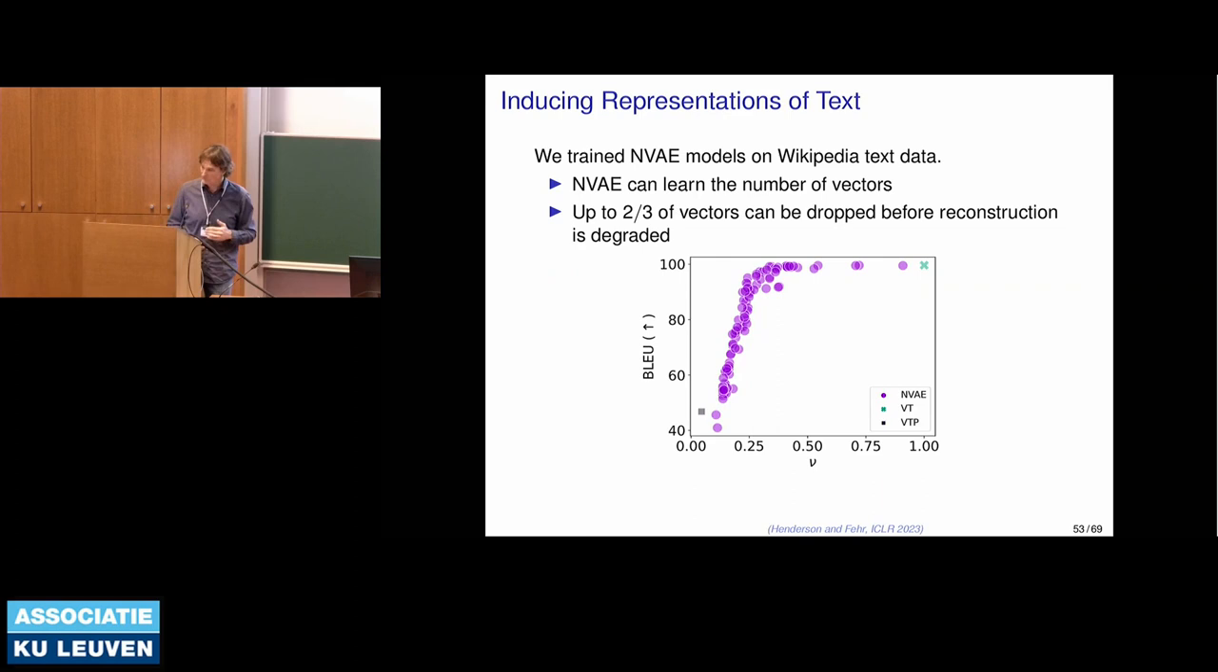If we just keep all the vectors, that's this green point, then we reconstruct perfectly. As we increase our regularization, we start dropping some of the vectors, but we still get perfect reconstruction. You can drop up to two thirds of the vectors and still get perfect reconstruction. So a lot of those vectors are not useful. You can compress the same amount of information into fewer vectors. At some point, you don't have enough vectors, you start losing too much information, and reconstruction performance drops.